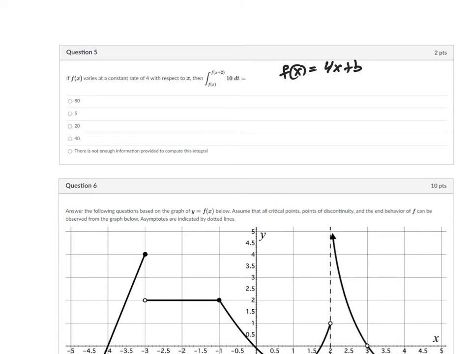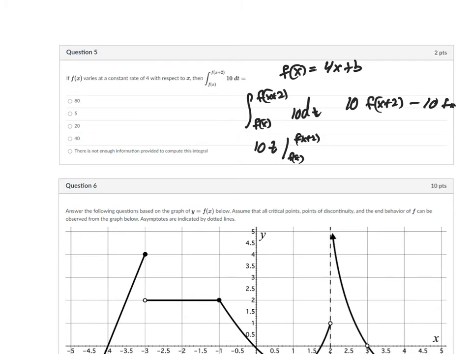Okay, then what we need to do is take this integral here and just work it out. So we're told that the integral from f of x to f of x plus 2 of 10 dt. Working out this integral is pretty easy. It's just going to be 10t evaluated from f of x to f of x plus 2. So we can go ahead and plug those in for t. We'll have 10 times f of x plus 2 minus 10 f of x.